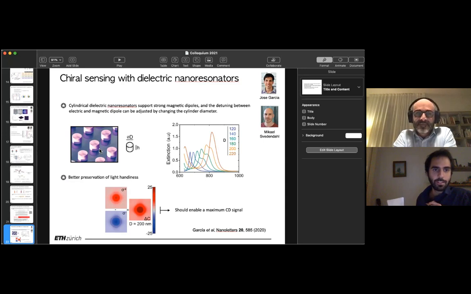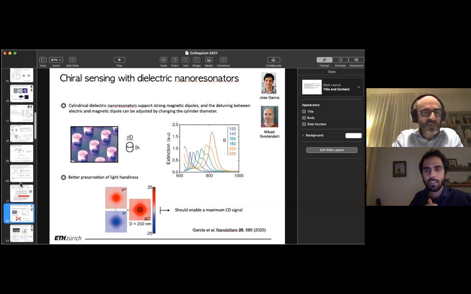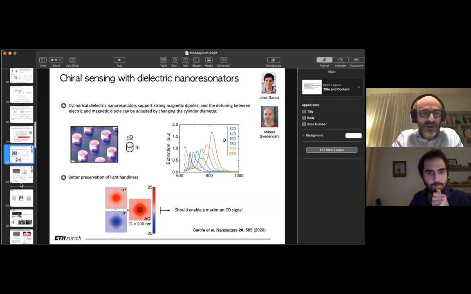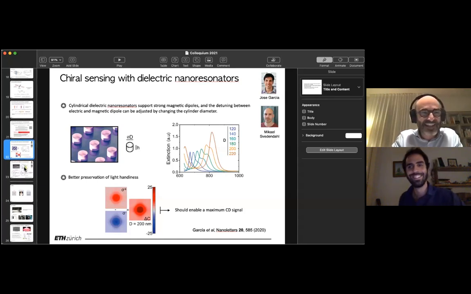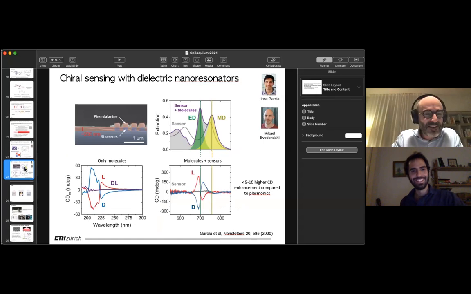Okay, so Romain, you were mentioning at some point that the molecule somehow transfers the chirality to the nanoresonator. I didn't understand it very well. Could you maybe elaborate a bit? So maybe this is because we don't understand it very well. That's the reason why my explanation may not be so clear.